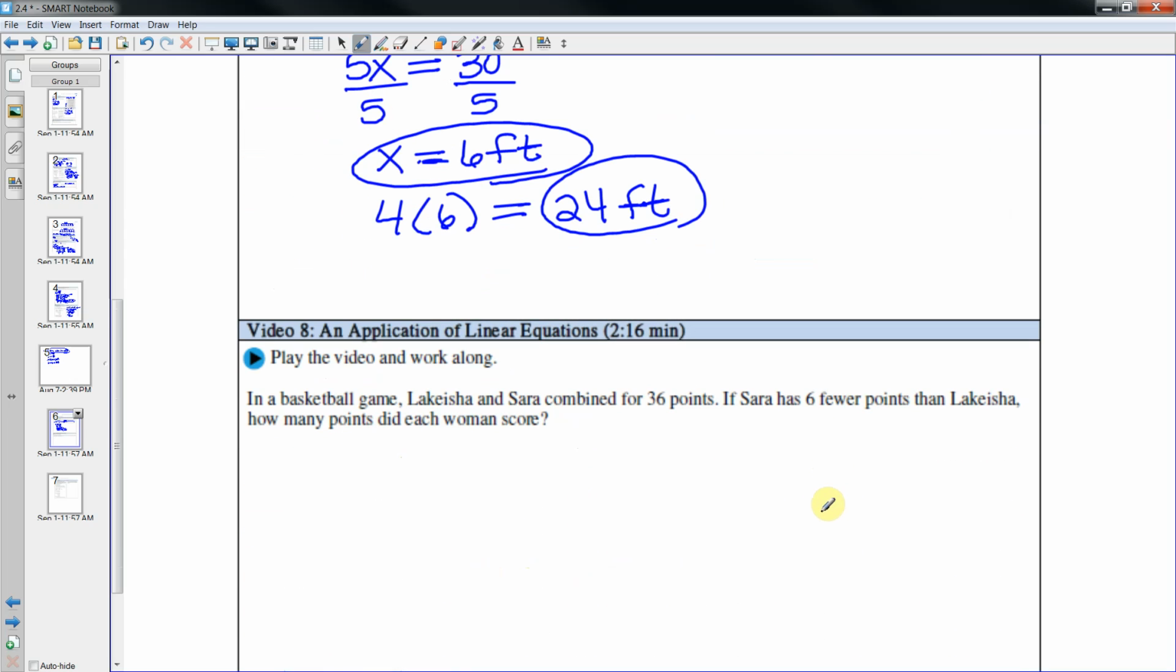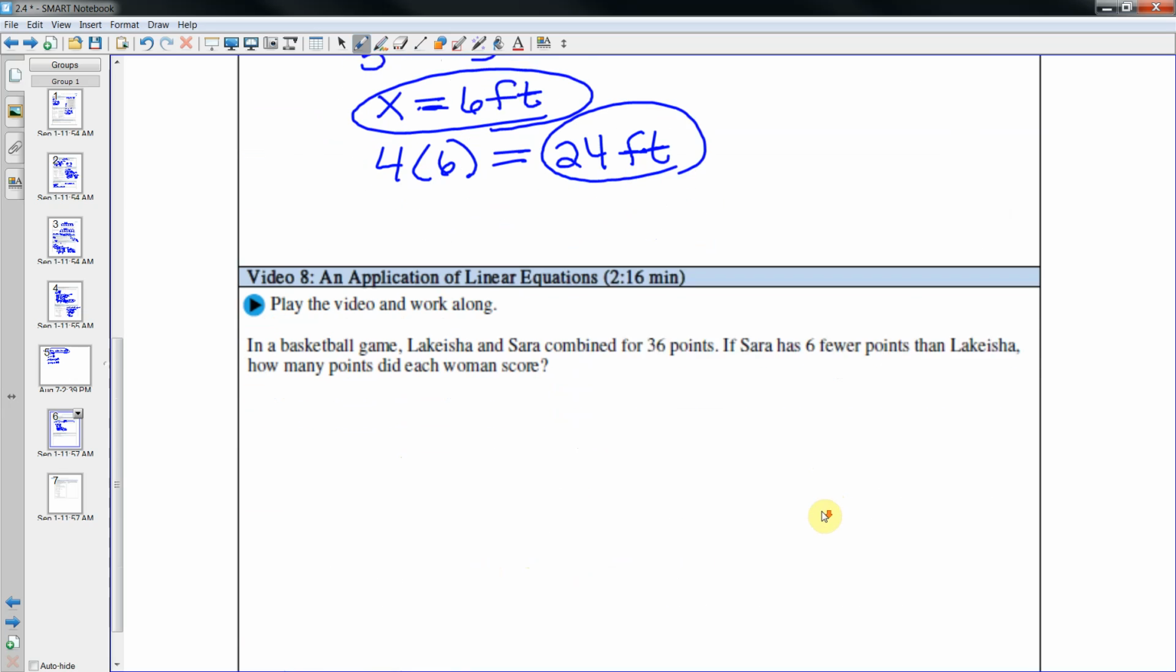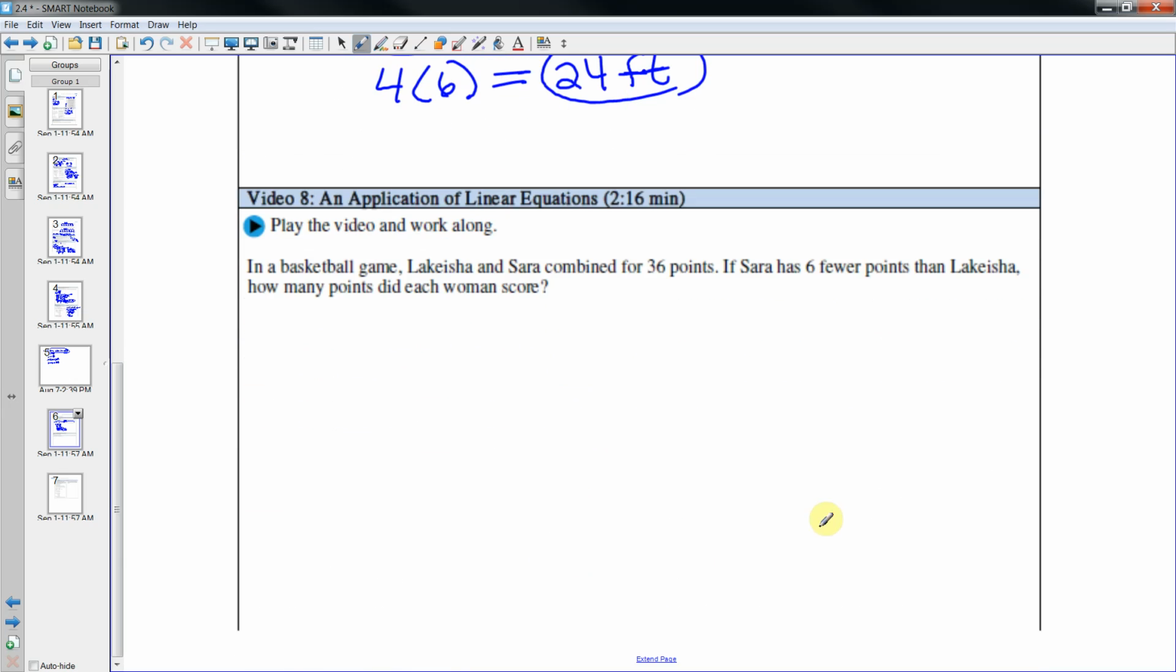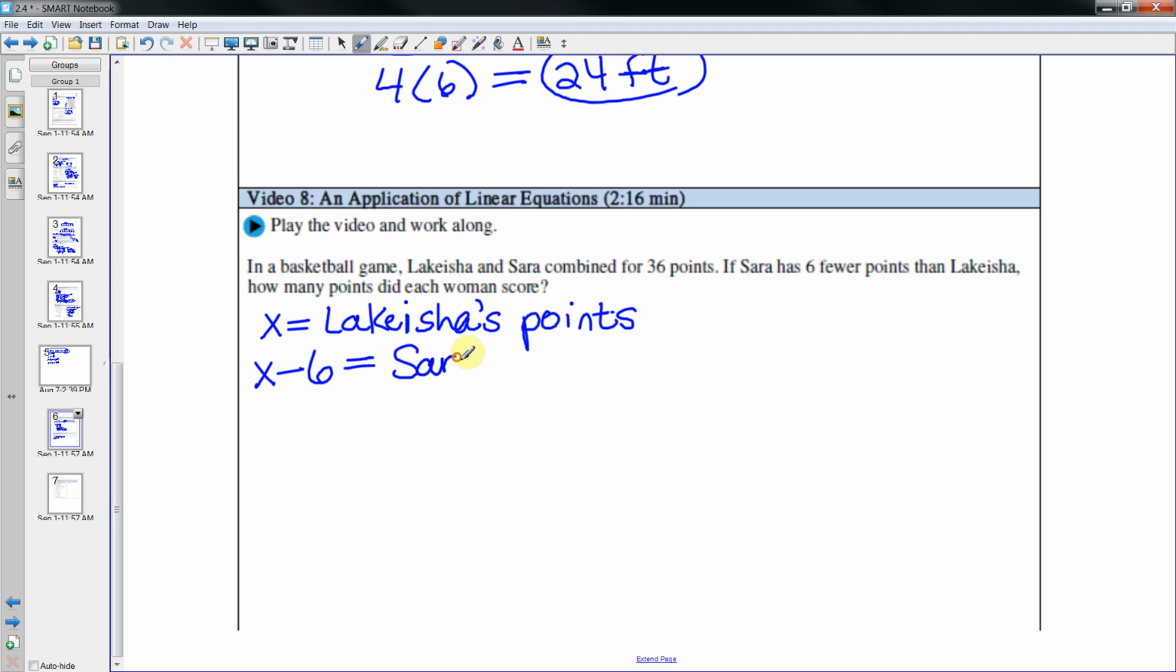Alright, here we have basketball points, it looks like. In a basketball game, Lakeisha and Sarah scored combined 36 points. So the two of them together are 36 points. Sarah has 6 fewer points than Lakeisha. How many points does each woman score? So Sarah has fewer than Lakeisha. We don't really know much about Lakeisha, so I'm going to say let x be Lakeisha's points. And Sarah scored 6 fewer than that. So x minus 6 equals Sarah's points.